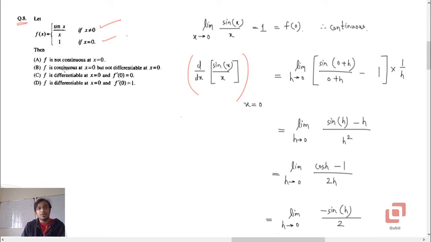Then f is not continuous at 0. It is continuous but not differentiable. It is differentiable and f dash of 0 is 0. It is differentiable and f dash of 0 is 1.